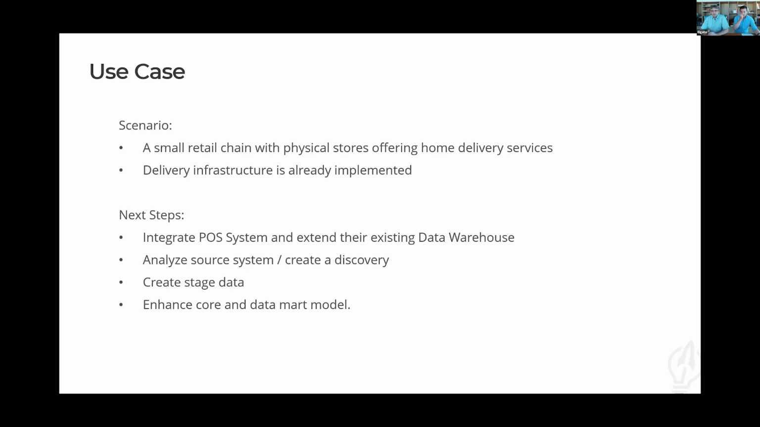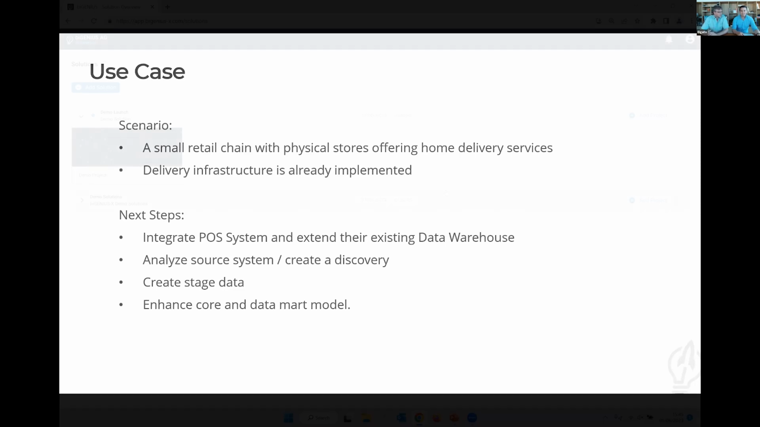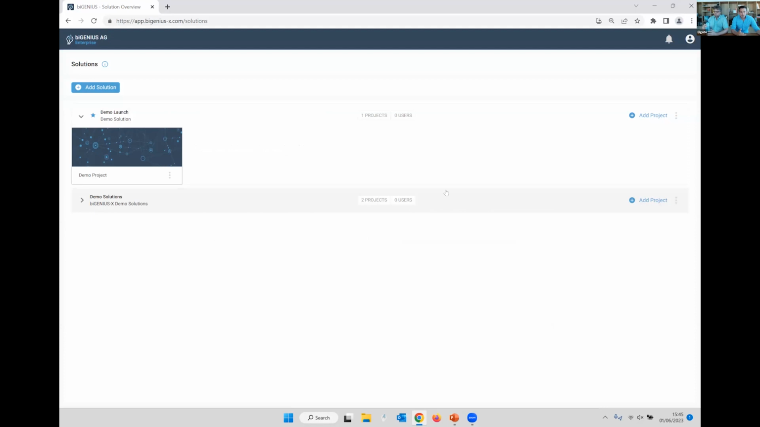Now the next step is to look at the POS system and extend the existing data warehouse. To do that, we already analyzed the source system data. So I'm going to hand this over to Thomas now, who's going to show us the steps in a real life scenario. After I logged into my tenant, I see the solution overview. It's like the starting page where I see all solutions and projects.